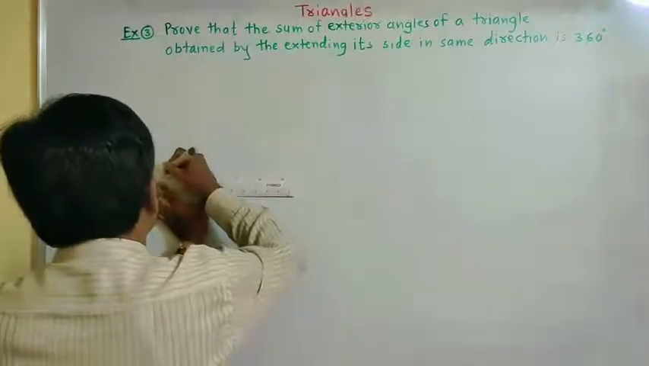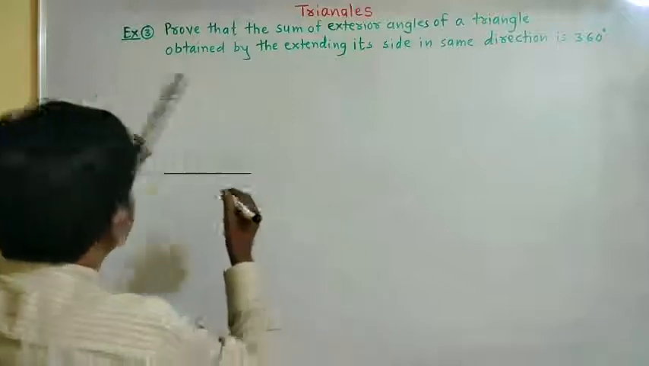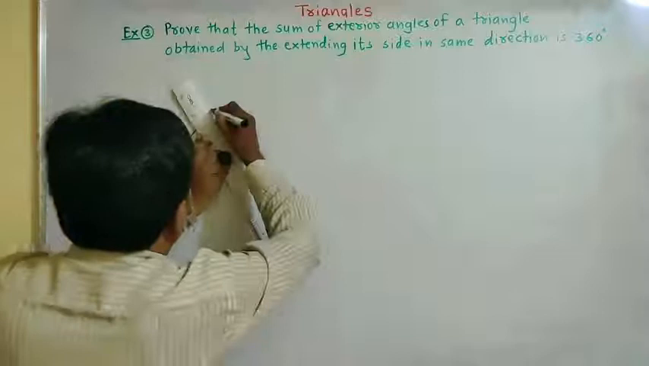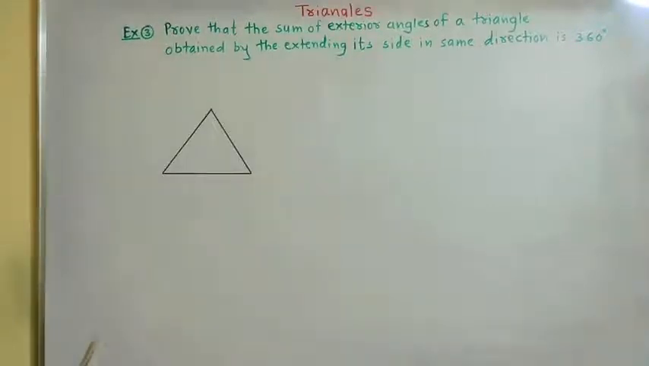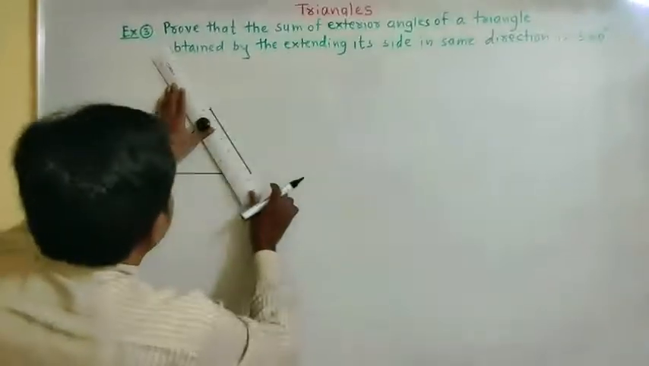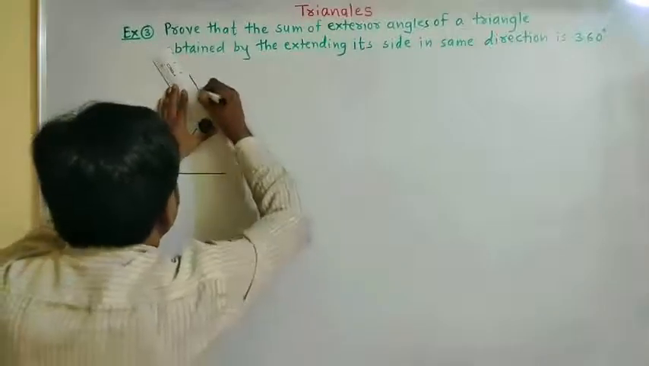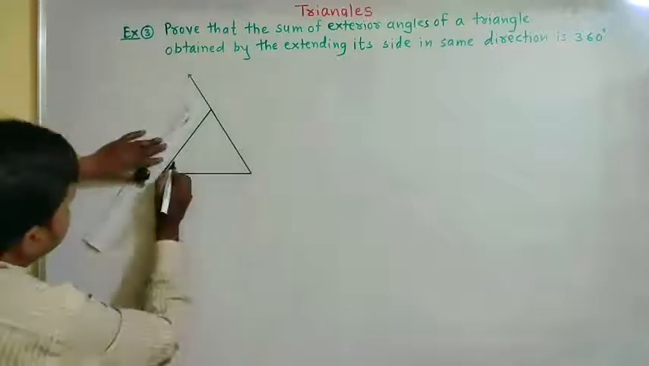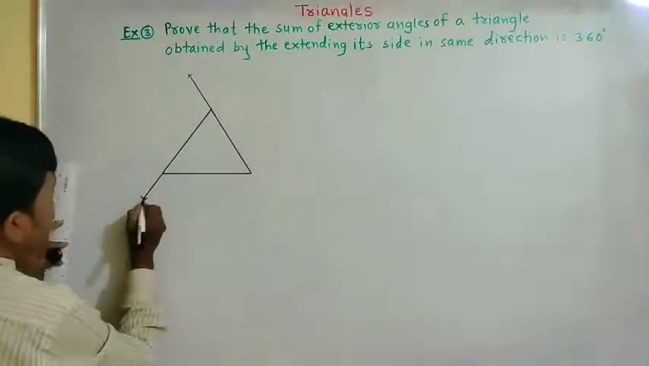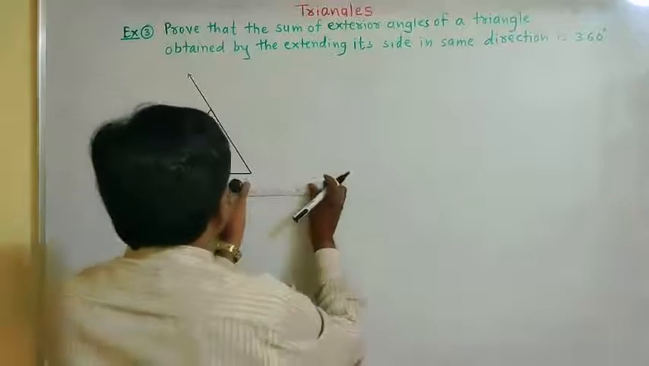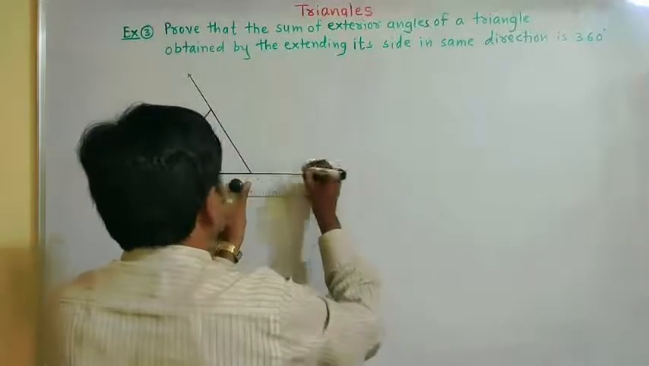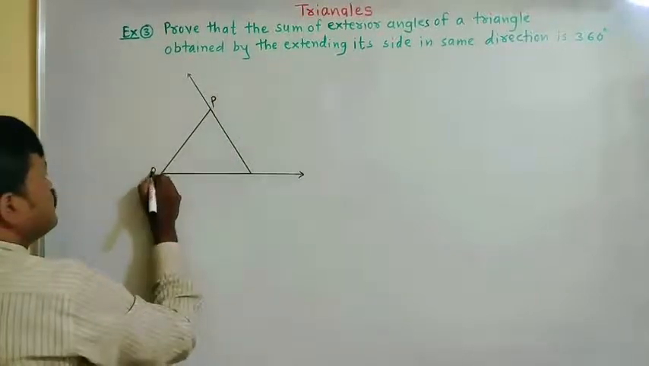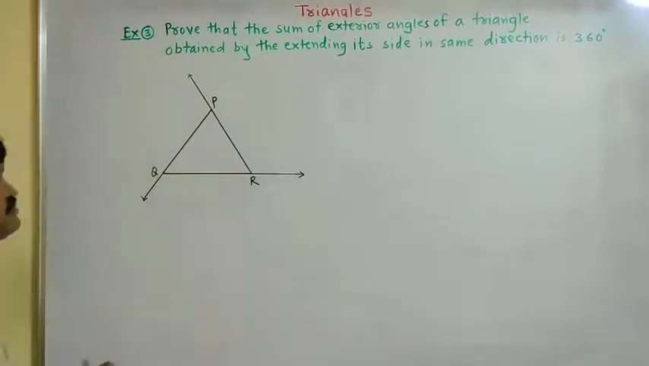I draw a triangle, PQR. Extend the sides of this triangle: extend this side here, then this side, and this side, all in the same direction. And name this triangle PQR.